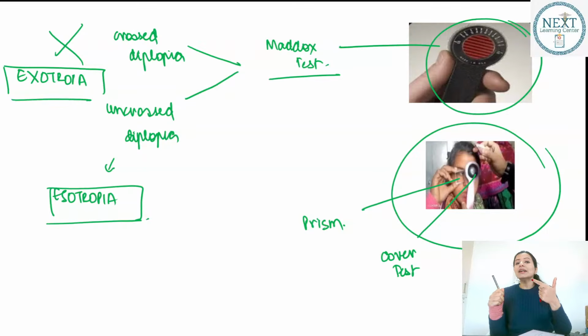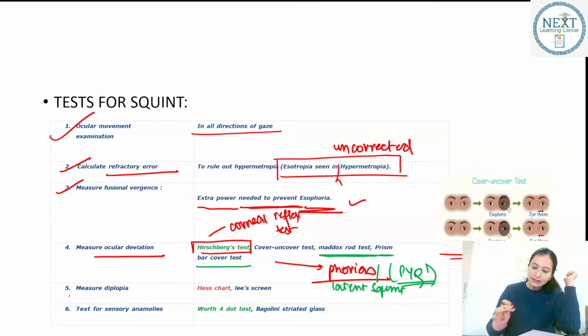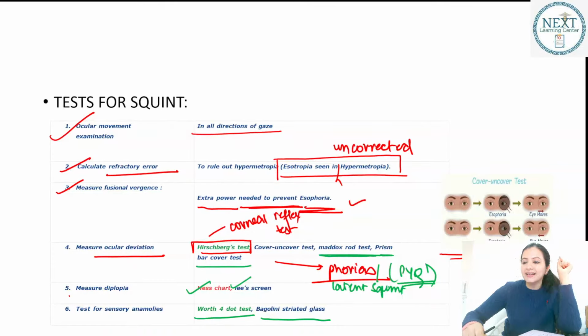Okay, what will it tell? The prism diopter at which there is no deviation on cover uncover test, that is your angle of squint. Another thing you can do is Hess charting or Lees screening. It will tell you the amount of diplopia. Test for sensory anomalies, you can do either a Worth 4-dot test or a Bagolini's striated glass test.